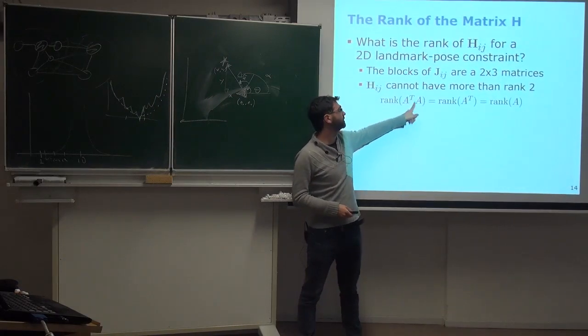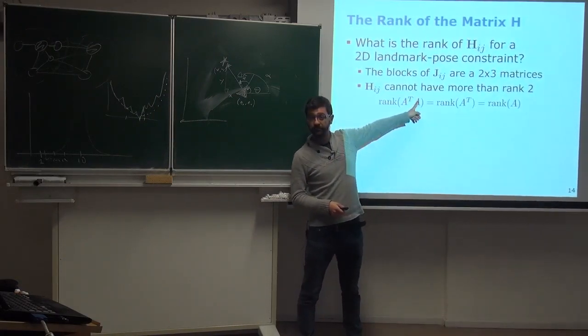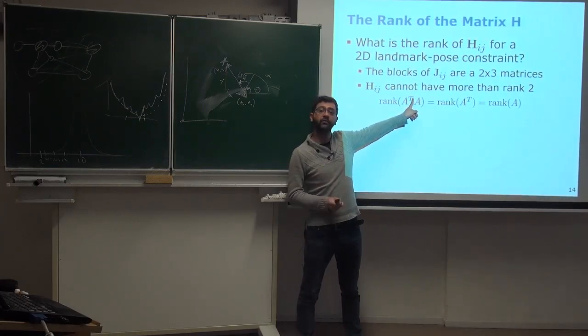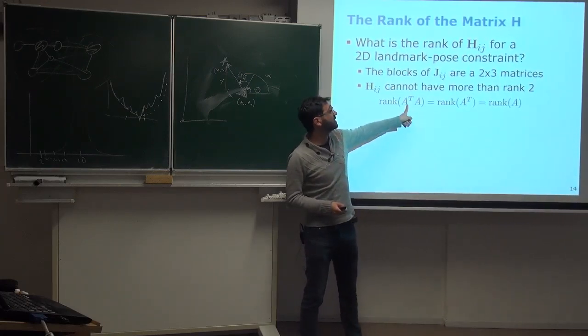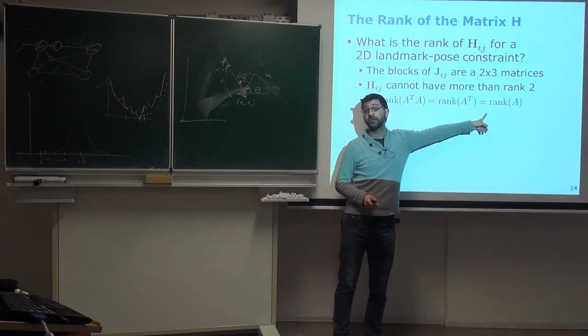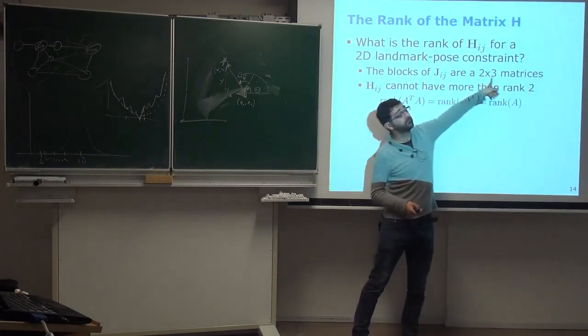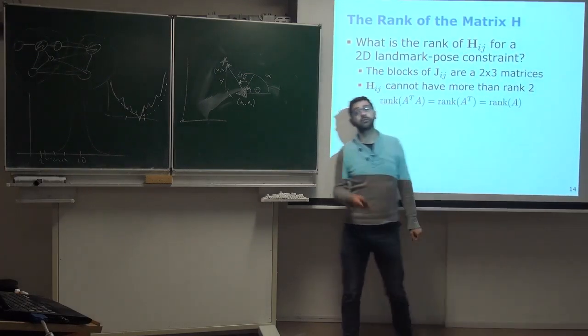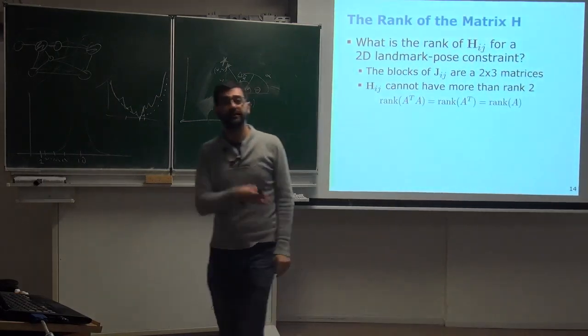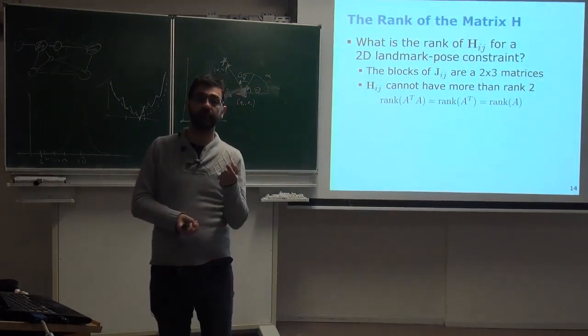Omega is full rank, so we can remove it for now. This is the same as the rank of J transpose, or the rank of J. J is 2 times 3, so the maximum rank is 2, therefore the maximum rank of the Hessian for this measurement is 2 as well. Okay?